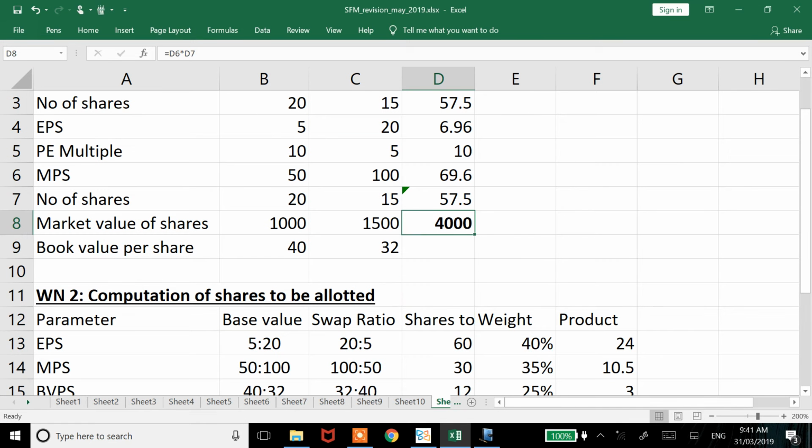4,000 was the combined value. You can have some rounding difference, that's okay. Whatever number you get, you can write that. Free float market cap is equal to combined entity value into 40%, which is basically non-promoter holding. 4,000 lakhs into 40%.